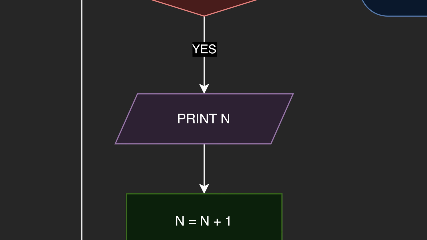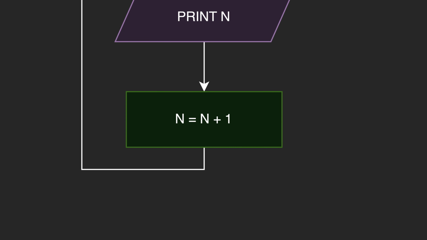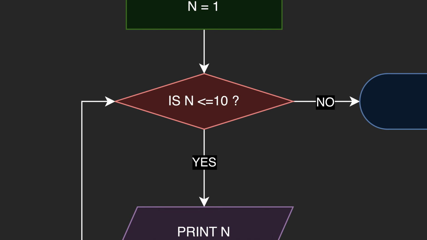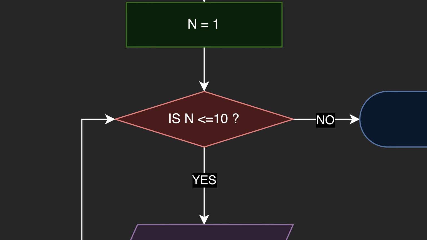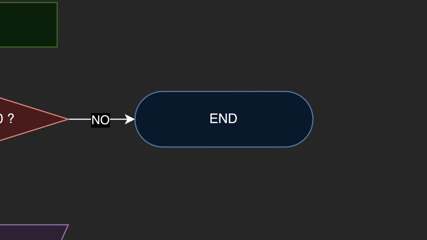We'll check again. It is still less than 10, and we'll keep on printing this. We'll print 1, 2, 3, 4 up to 10, and then n will become 11. We'll go back to the decision box, check that n is 11, and then go to the false condition where we'll end the program. So like this, we were able to print the first 10 numbers.